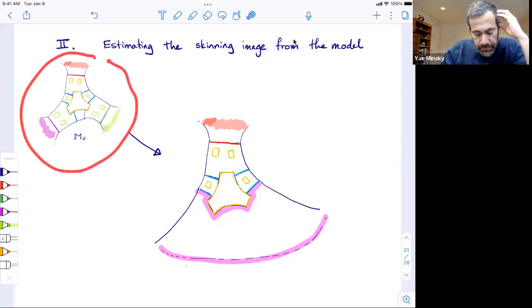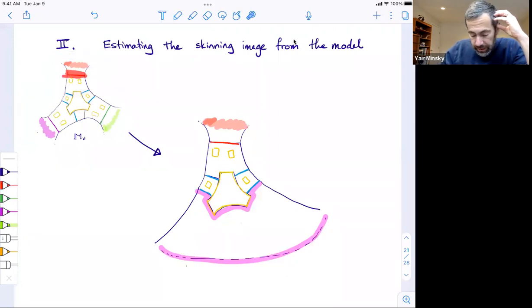Here's the model from before. And then if I take the cover associated to the red boundary component, what do I see? Well, I see the red boundary component. I see this product region above it. They just lift to the same thing. This I-bundle lifts exactly to an I-bundle here.